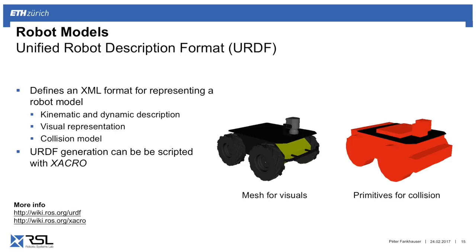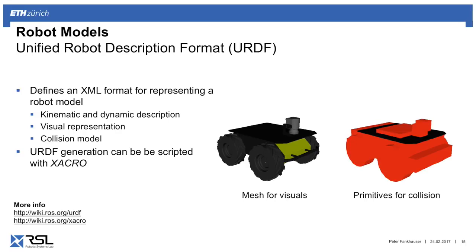Robot models are defined as an XML format description of your robot. Internally, it consists of a kinematic and dynamic description. We will see an example in a second. It also contains a visual representation, which is kind of like a mesh of your robot. And it contains the collision model, which is important for Gazebo to know where to check for collision, and how the robot interacts with the environment.